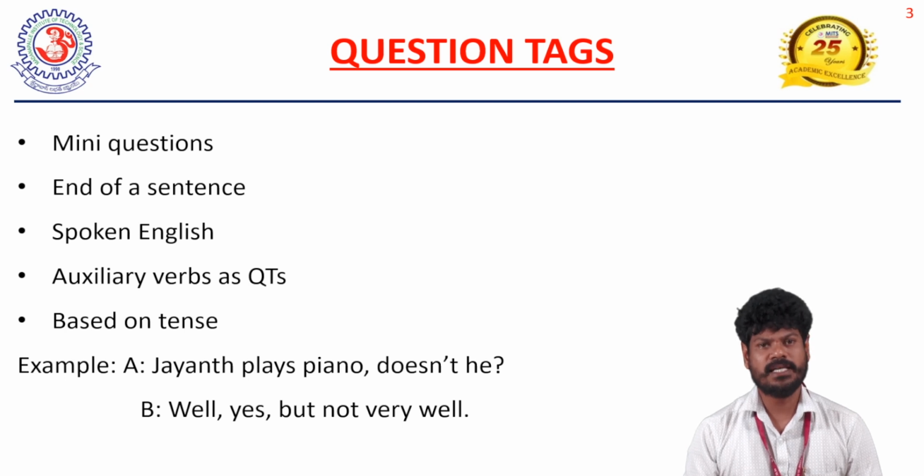If you look at the example, Jayant plays piano, doesn't he? Well, yes, but not very well. Here in this sentence, Jayant plays is simple present tense, and the auxiliary verb goes with it.